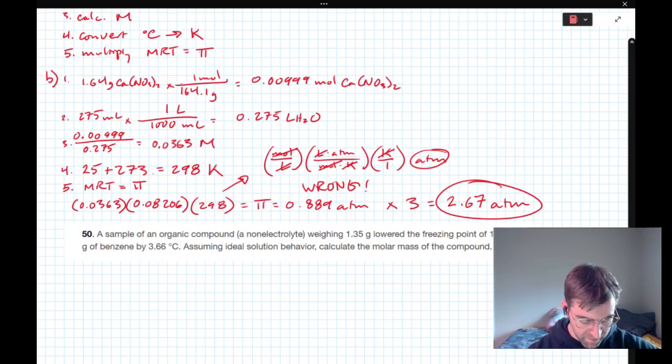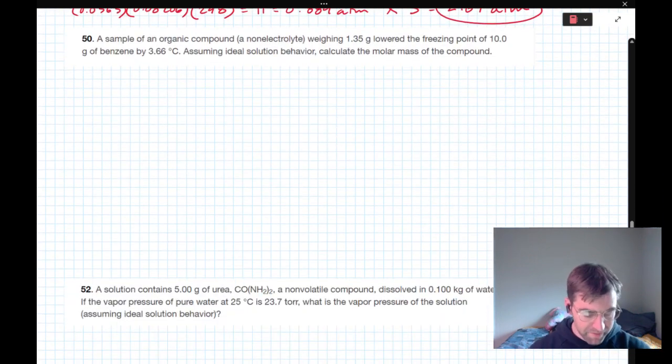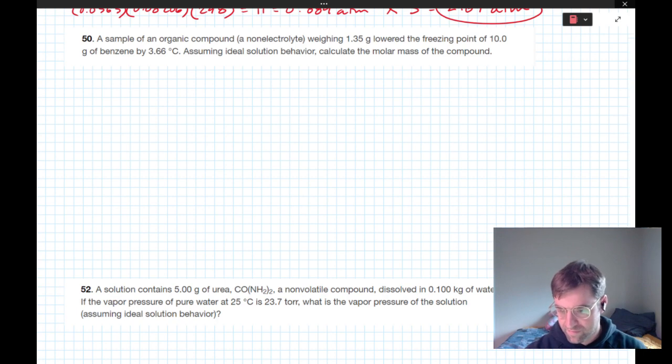Cool. Okay. I think that's everything I needed to talk about for that one. A sample of organic compound and non-electrolyte, so we're not dealing with an ionic compound now, weighing 1.35 grams, lowered the freezing point of 10 grams of benzene by 3.66 degrees Celsius. Assuming ideal solution behavior, calculate the molar mass of the compound.